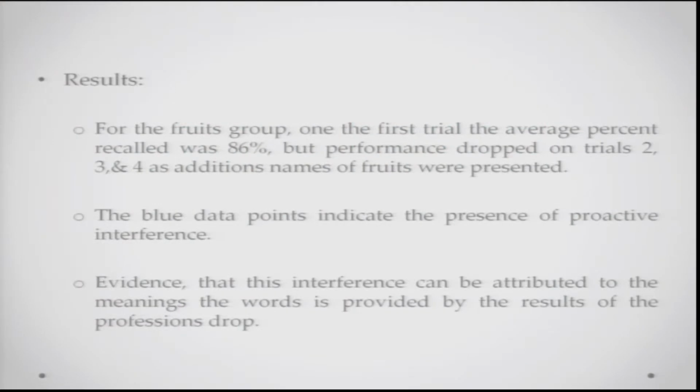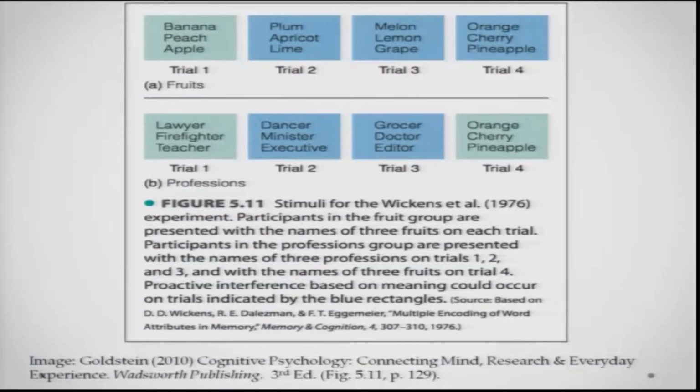Now it was found that for the fruits group, on the first trial, the average percentage recall was as high as 86%, but performance dropped gradually and steadily on trials 2, 3 and 4 as additional names of fruits were presented. This additional information forms part of the same category as the first trial, and in that sense there is proactive interference starting from the second trial. The blue data points I will show you now indicate the presence of proactive interference, as you can see in this figure.